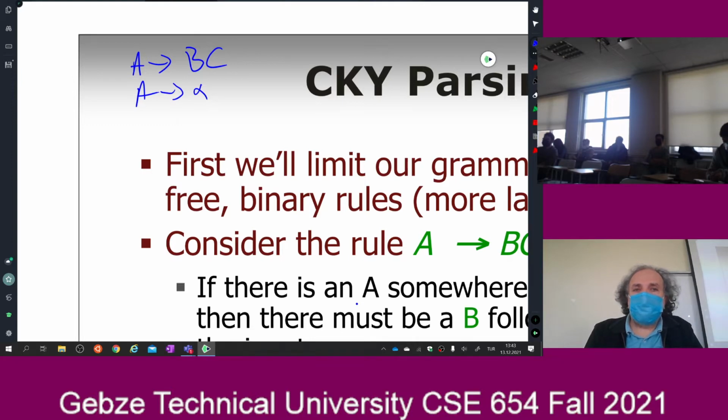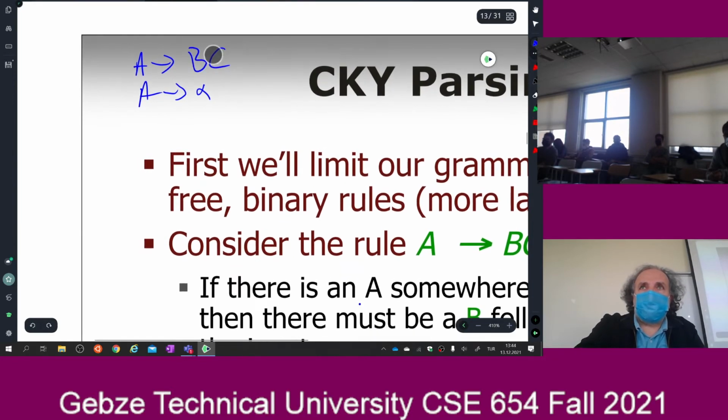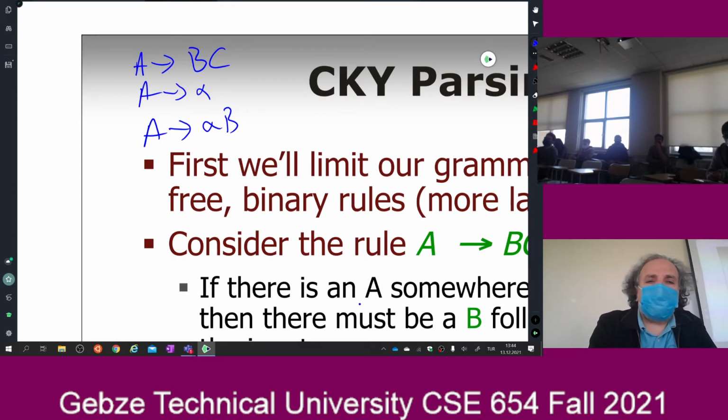A to B alpha is not accepted. This is a terminal, these are non-terminals. So A to B alpha is not accepted in CKY. Like this? No, it is not accepted. So this is bad.